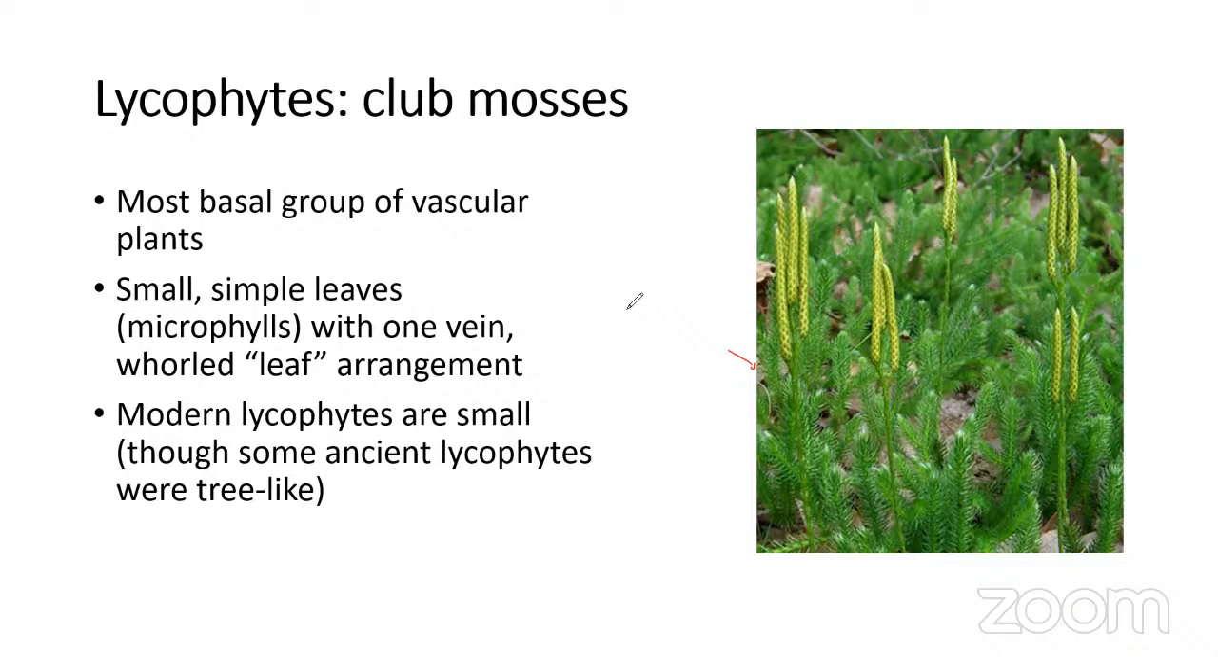Modern lycophytes are really small, but some ancient examples, some fossils, are huge and tree-like. But the ones remaining are almost moss-like in structure, which is why many of them are referred to as club mosses. So they're not actually moss, they're actually in the fern allies group, but because of that small structure, they get confused a lot.